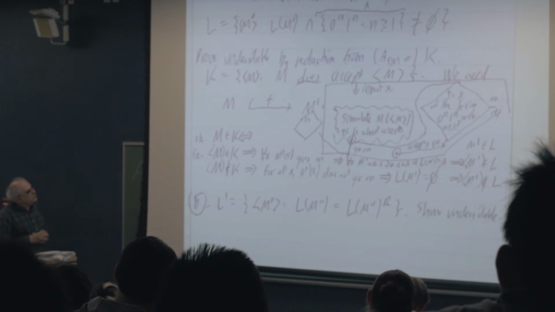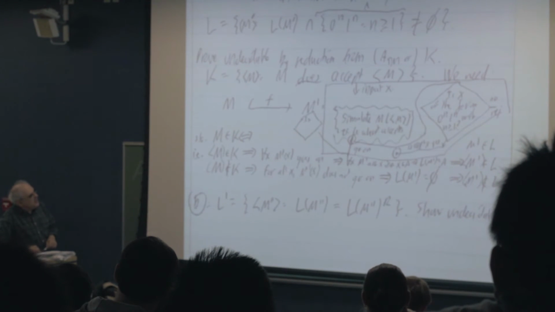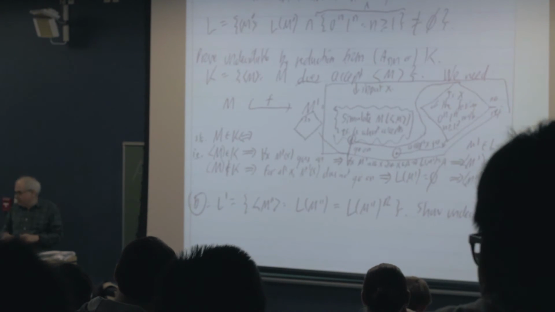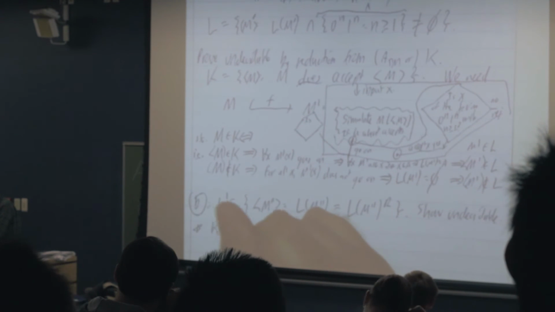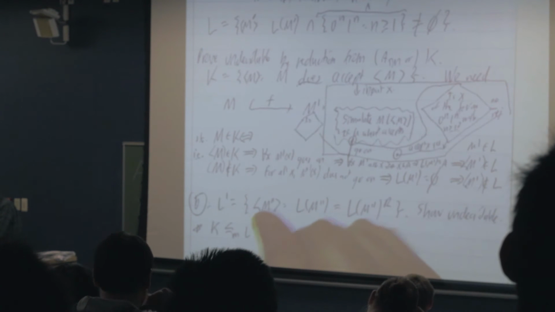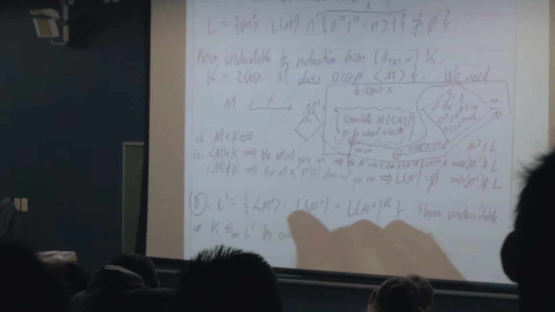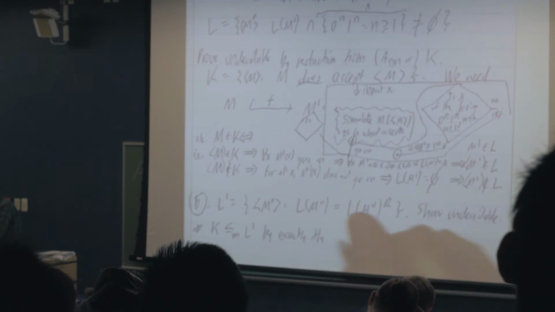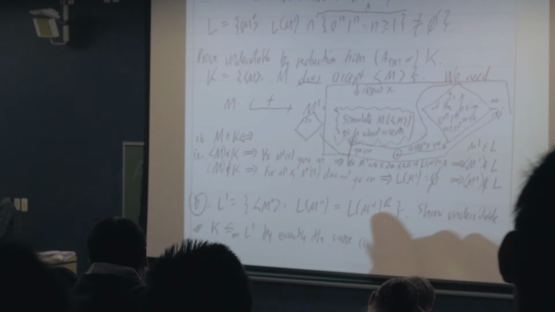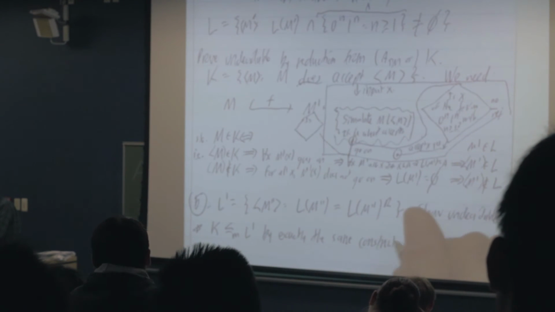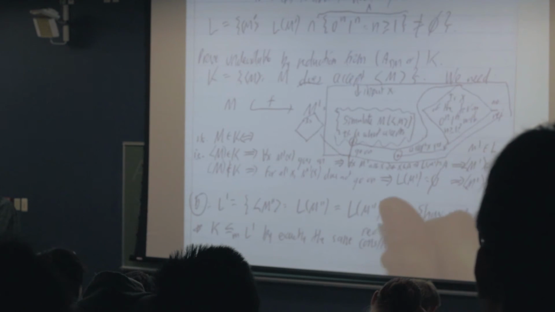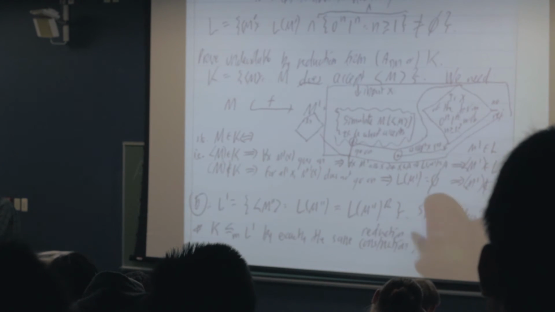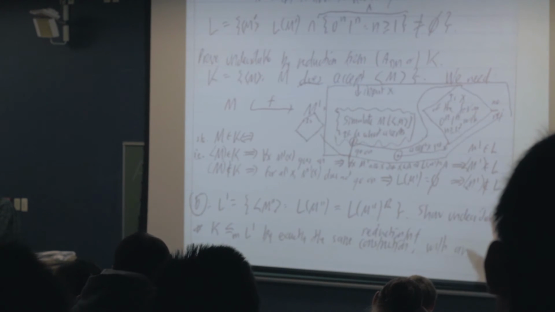Now we really do want what we have on the page, because the important fact is that K, when anyone, reduces to L prime by exactly the same construction, with, say, by exactly the same reduction, with analysis.